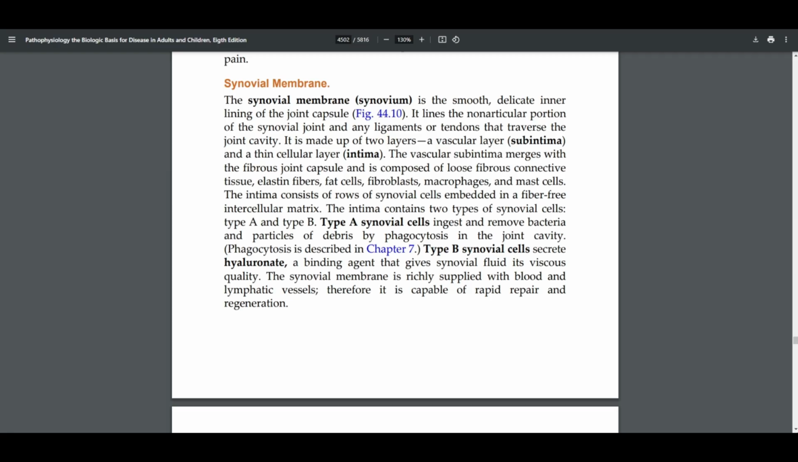The intima consists of rows of synovial cells embedded in a fiber-free intercellular matrix. The intima contains two types of synovial cells, type A and type B. Type A synovial cells ingest and remove bacteria and particles of debris by phagocytosis in the joint cavity. Type B synovial cells secrete hyaluronate, a binding agent that gives synovial fluid its viscous quality. The synovial membrane is richly supplied with blood and lymphatic vessels. Therefore, it is capable of rapid repair and regeneration.